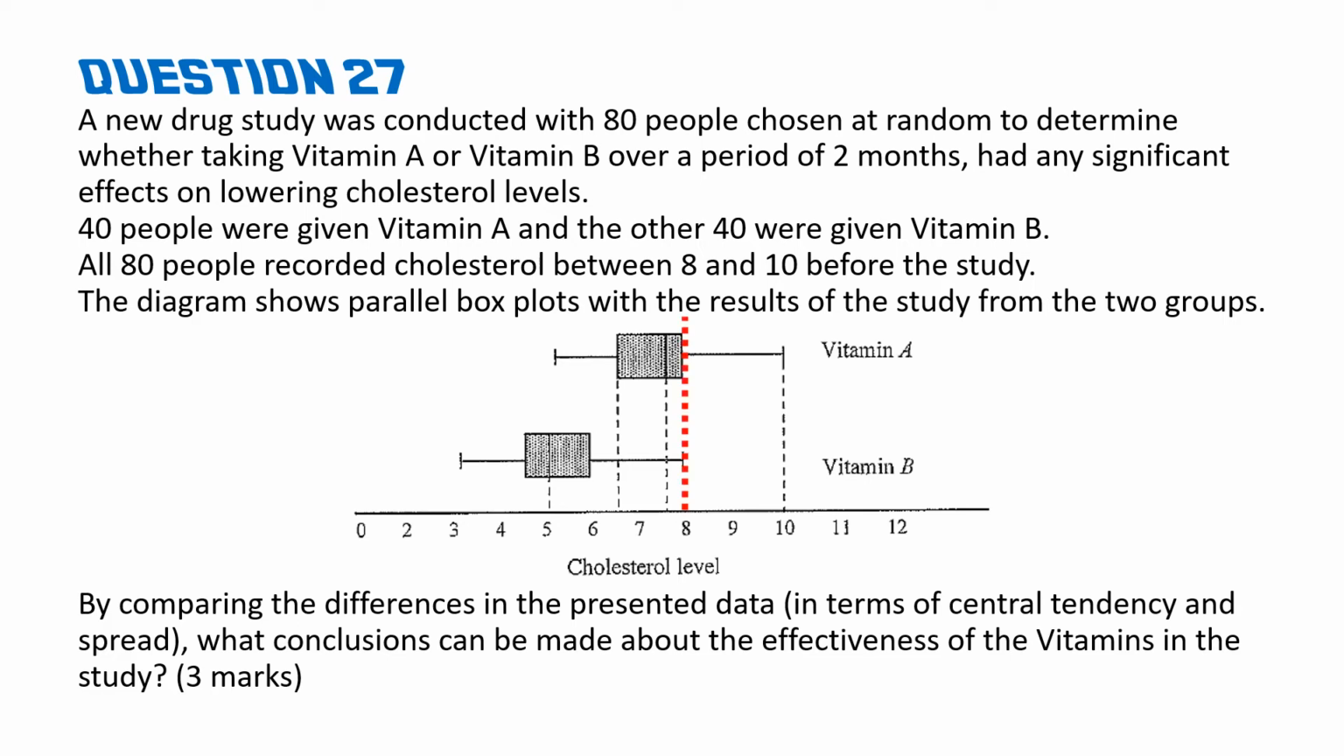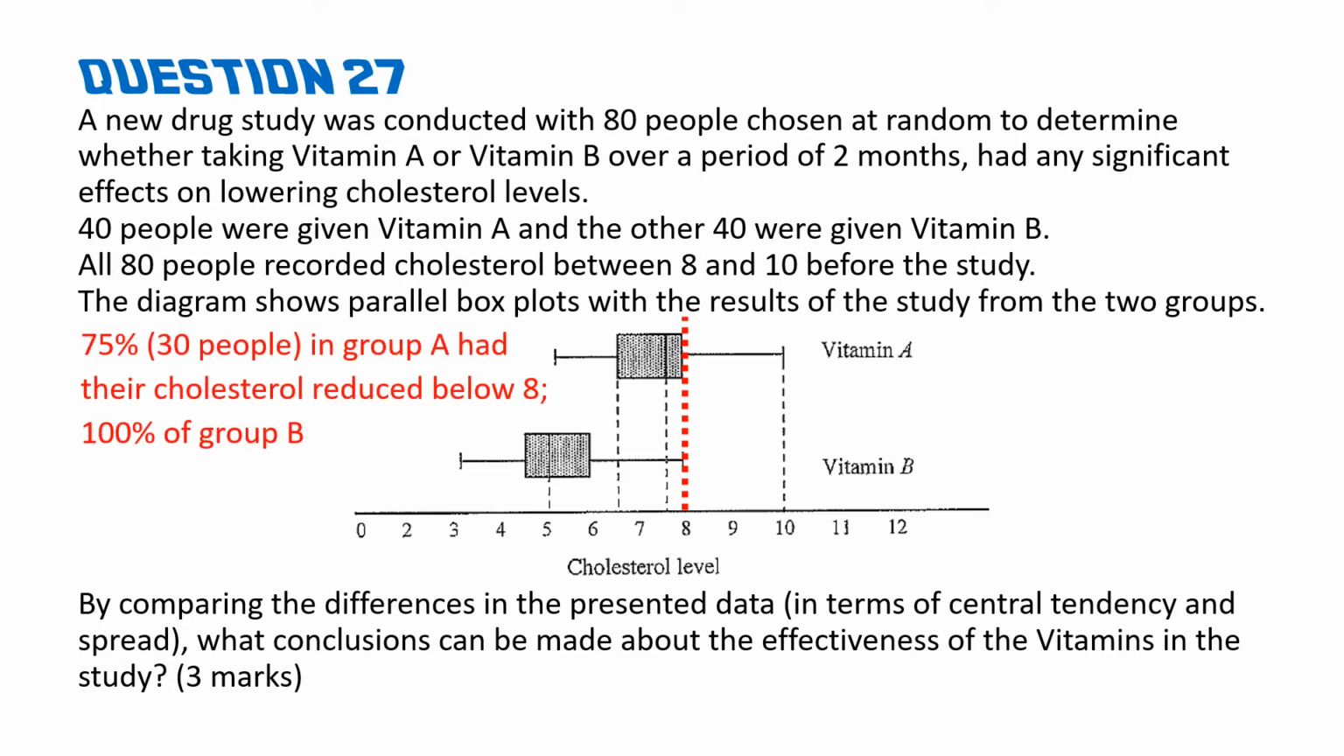Well, if I put in this line here at 8, remembering that all of our initial people had levels between 8 and 10, what can we say from that particular point? Well, 75% of the people, which is going to be 30, in Group A had their cholesterol reduced below 8, whereas 100% of Group B, all of them have had their cholesterol lowered to below 8.